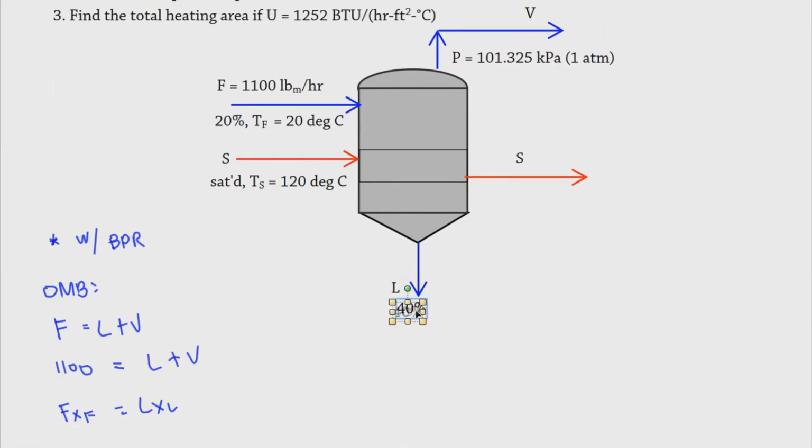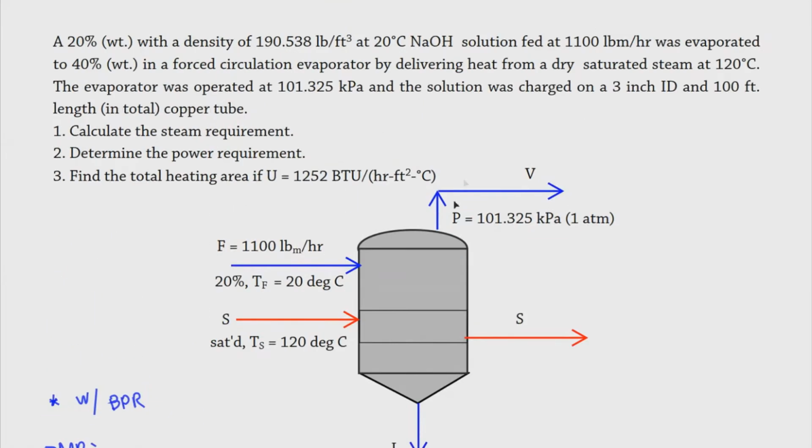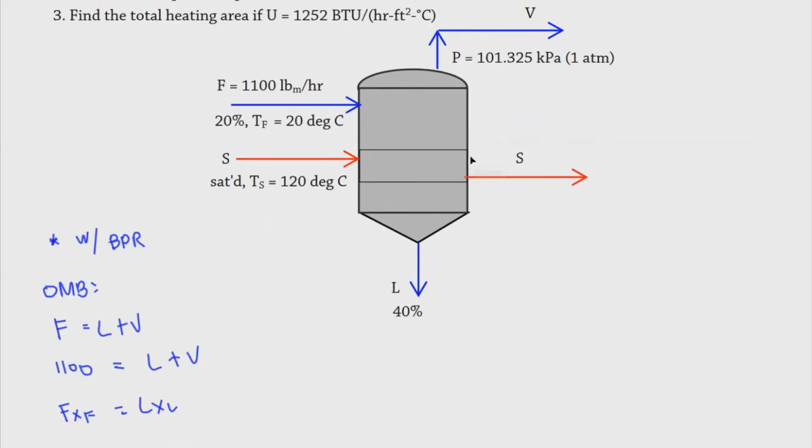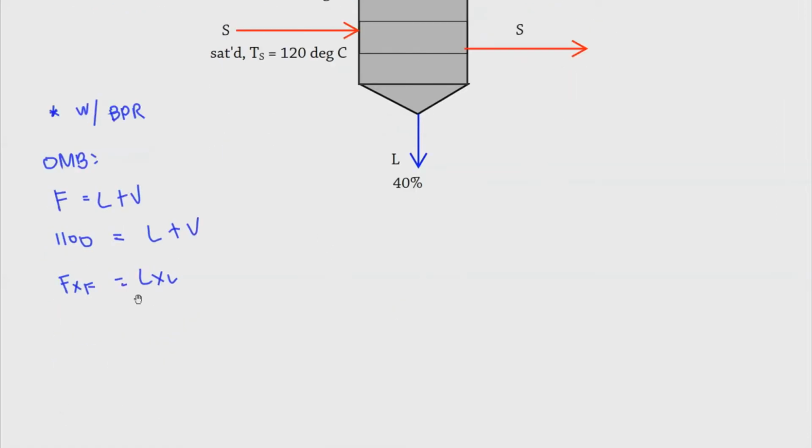So this 40% means that it is 40% in the liquor and not 40% in the vapor, because that would typically be incorrect. Anyway, we have the feed, that's 1100, and then we multiply this with the XF, and that's 0.20. That is equal to L and then 0.40. So in this case, we will be getting a value of 550 pound mass per hour.